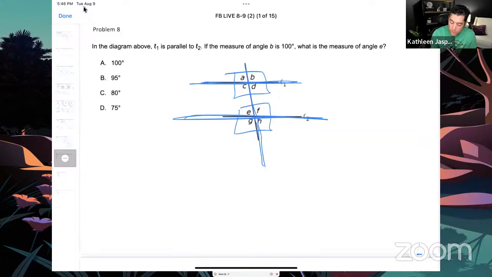angles correlate to each other. And so that means that if I were to take this intersection and put it right on top of this intersection, they would all be the same. Case in point, the top left is the same as the top left. So A is the same as E, B is the same as F, C is the same as G, D is the same as H. Okay.